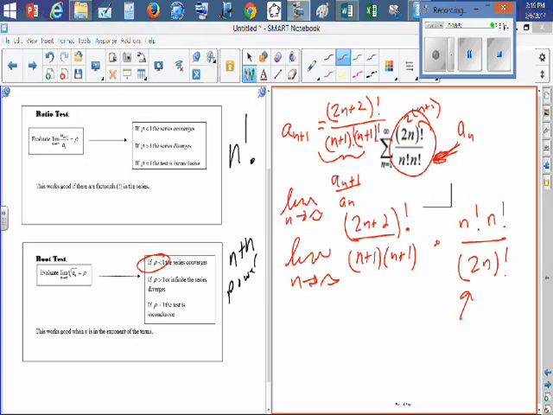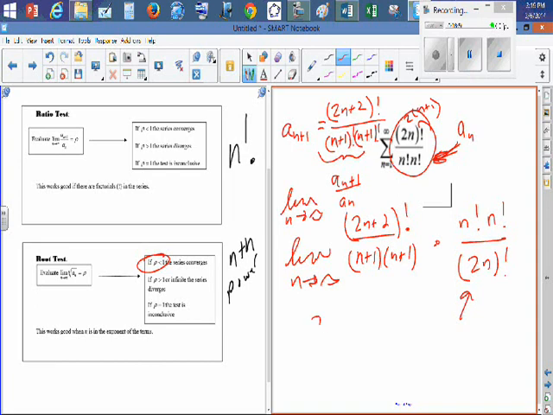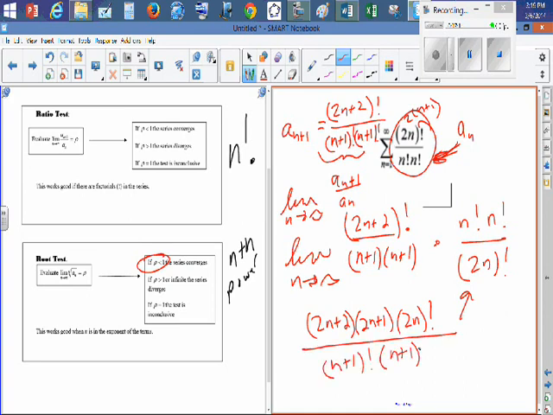First of all, 2n plus 2 factorial is 2n plus 2, and then we're going to bump it down one integer, 2n plus 1, and then it goes 2n minus 1, so then it's just 2n factorial, which is left. All over n plus 1 factorial times n plus 1 factorial. I'm sorry, I forgot to put the factorials on this. Times the reciprocal of a sub n, because we're dividing by a sub n.